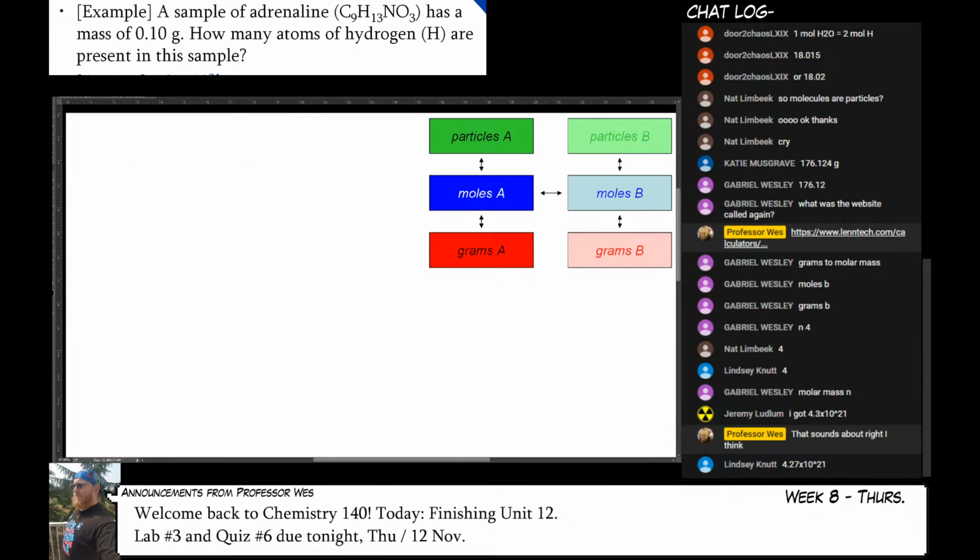All right. So let's work on this. First, we got to figure out what we're starting with. I was given 100 milligrams or 0.10 grams of adrenaline. I'm just going to abbreviate it that. So that means we're going to start here. First step is going to be to convert it to moles. You're going to find out that the first step is almost always convert it to moles. Then we'll turn it into moles of the other thing we're looking at, which would be hydrogen.